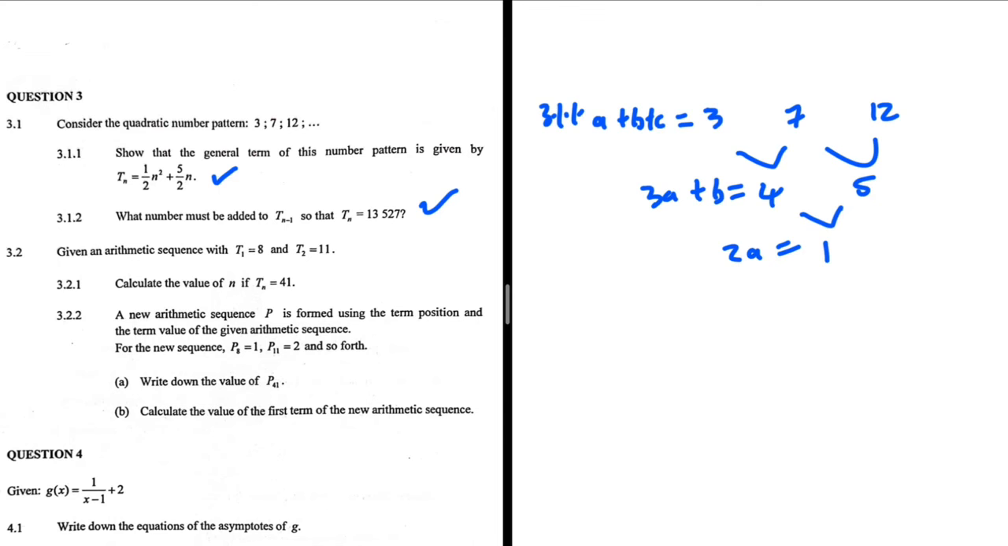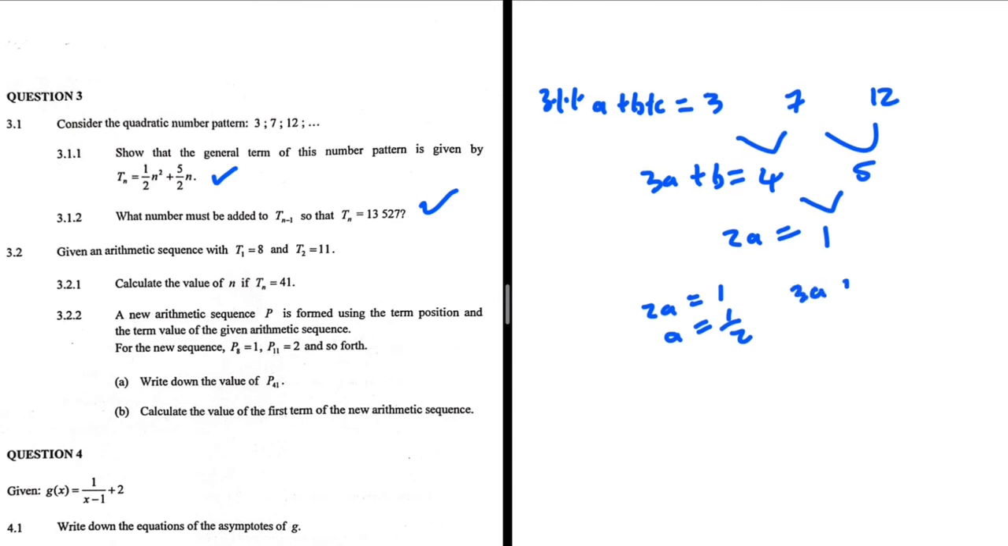This is not coming from nowhere. We have actually proved why this is the case. You can go ahead and watch a video of me proving why 2a equals the second common difference. But let's solve the question at hand. 2a equals 1, so a should be equal to half, right? And then 3a plus b equals 4. We know now that a is a half, so b equals 4 minus 1.5, which is 2.5, or 5 over 2.